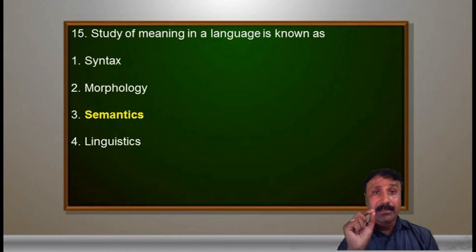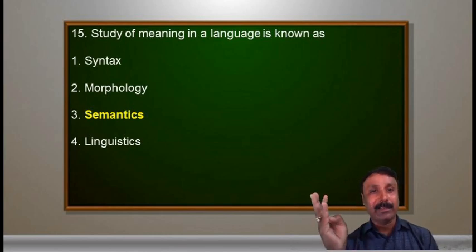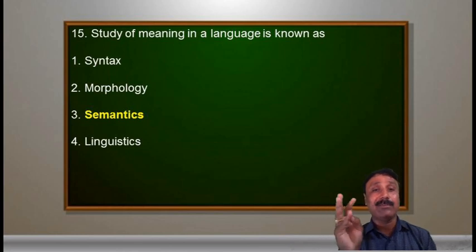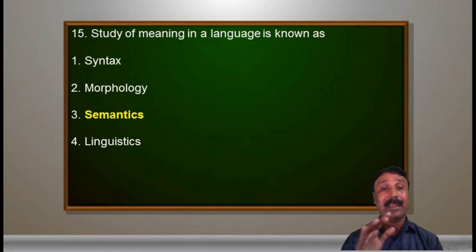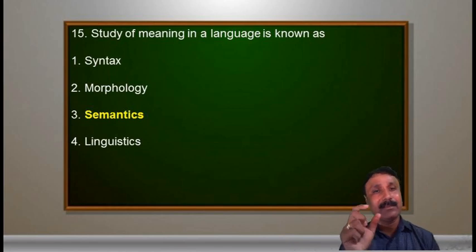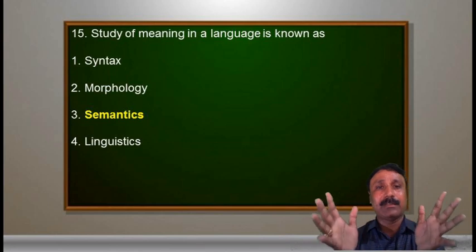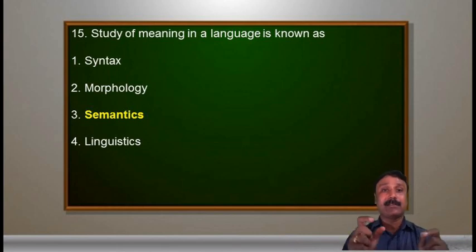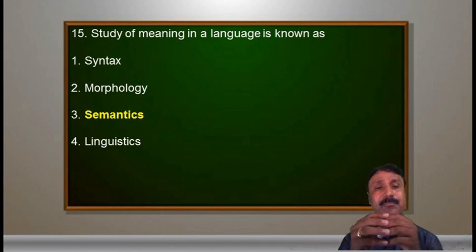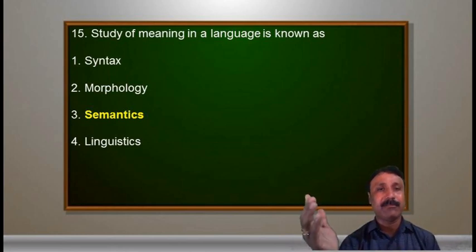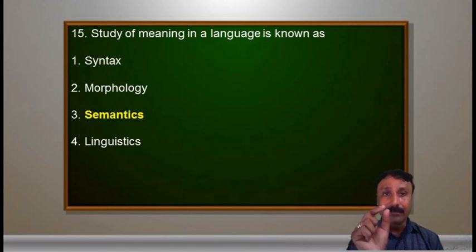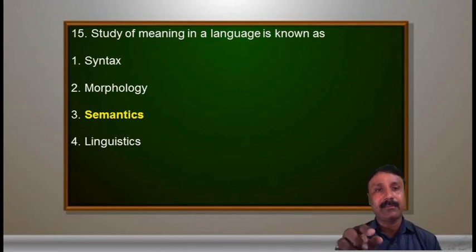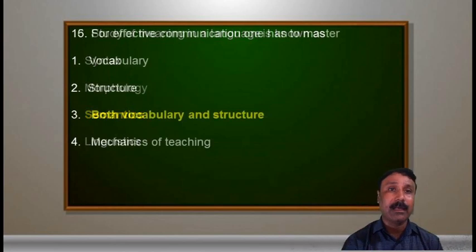And question number 15. Study of meaning in a language is known as syntax, morphology, semantics, linguistics. So the right option is semantics. Semantics means the study of meaning. Syntax means the arrangement of words and phrases in a sentence. Morphology is the study of patterns of words and sounds. And linguistics means the scientific study of language. So syntax is different, morphology is different, semantics is different, and linguistics is different. Here the study of meaning in a language refers to semantics, and option 3 is the correct one.